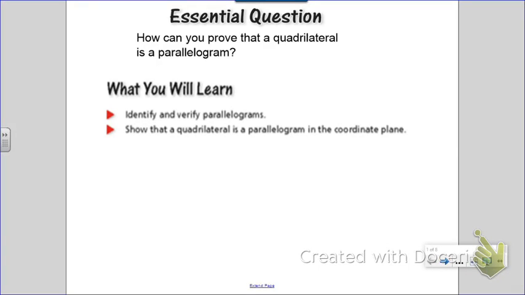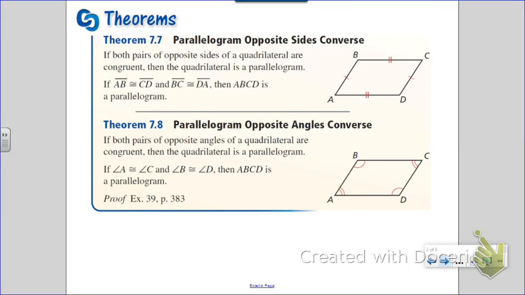Today's lesson is on proving that a quadrilateral is a parallelogram. We have a few theorems about parallelograms and the properties and what makes a quadrilateral a parallelogram. The first one says if both pairs of opposite sides are congruent, then it is a parallelogram.